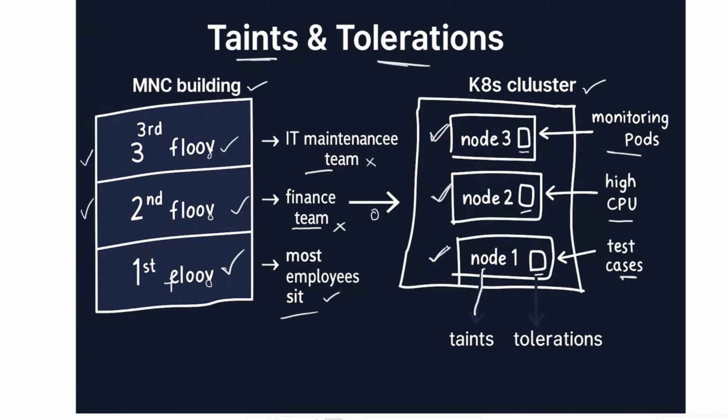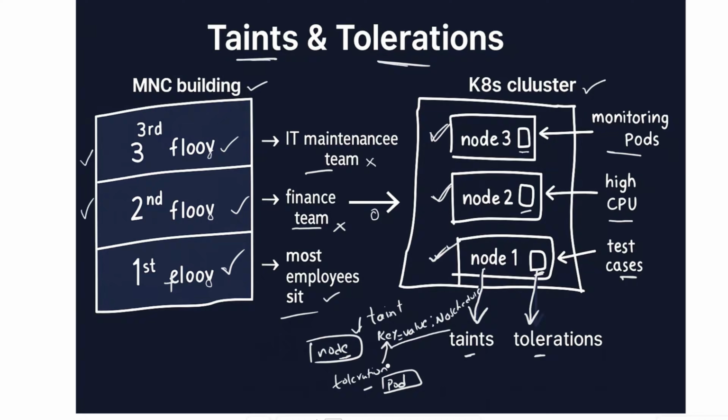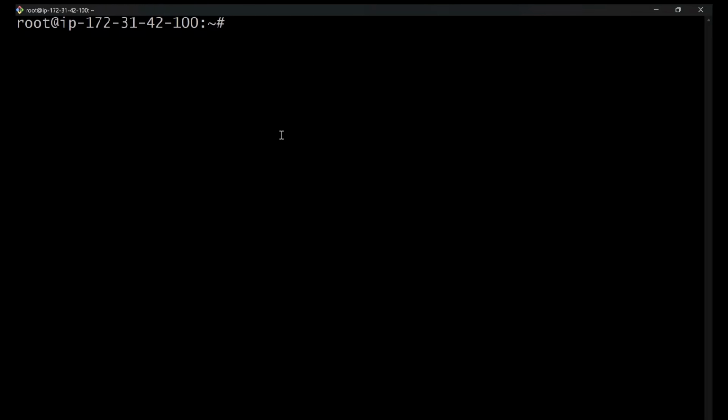You apply a taint on the node and a toleration on the pod. If a pod's toleration matches the node's taint, then the scheduler allows the pod to run on that node. For example, if you create a taint on the node with a key, value and effect NoSchedule, any pod that has a toleration matching the key, value and NoSchedule effect will be scheduled on that node. Let me show you with a simple demo.